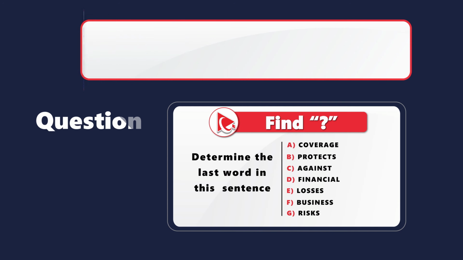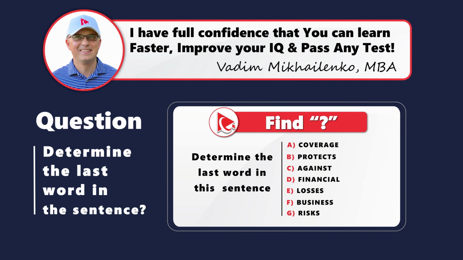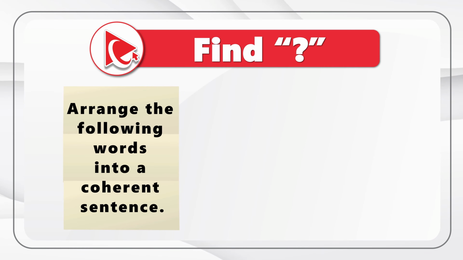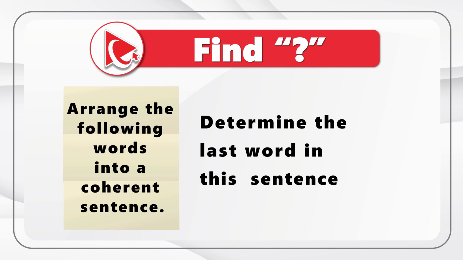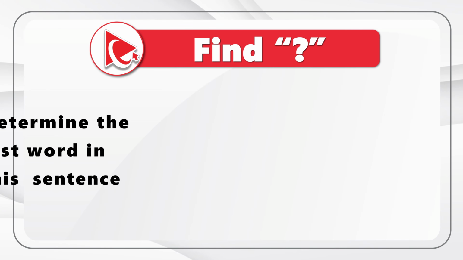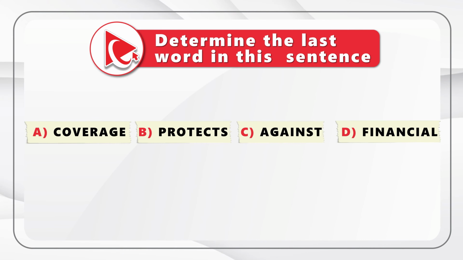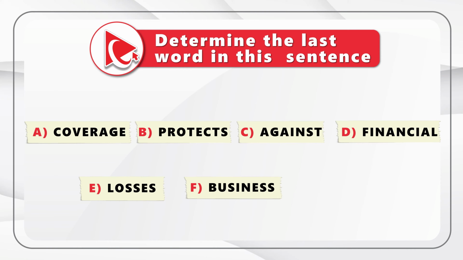Here's an amazing question to test your verbal reasoning and analytical skills. You need to arrange the words into a coherent sentence and determine the last word in this sentence. The words are A, coverage, B, protects, C, against, D, financial, E, losses, F, business, G, risks. Take a close look, see if you can build this sentence and determine the last word in this sentence.